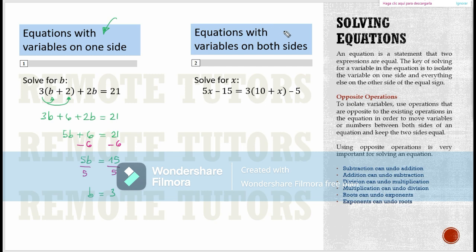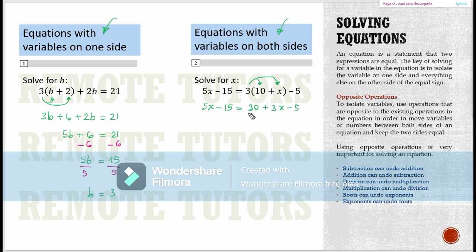Now let's see the second type, which is equations with variables on both sides. Here the steps to follow are basically the same. First, we will simplify each side if possible or if needed. We have to apply the distributive property: 30 plus 3x minus 5 equals 5x minus 15.